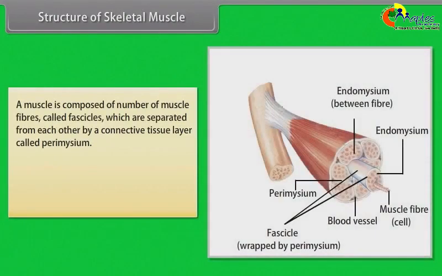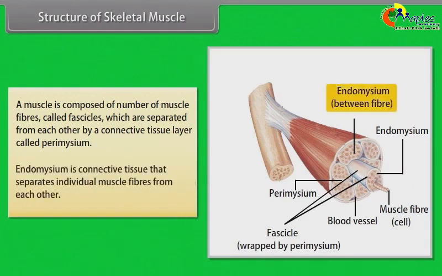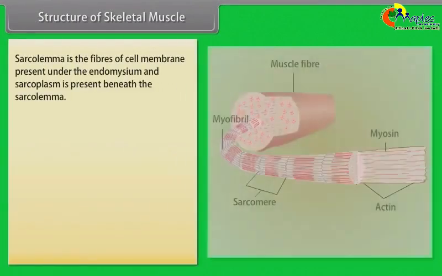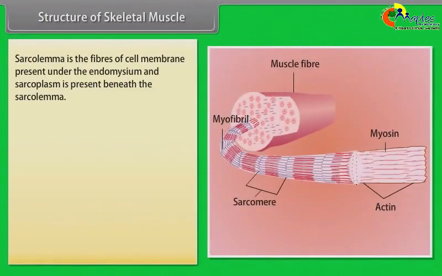Structure of skeletal muscles. A muscle is composed of a number of muscle fibers called fascicles, which are separated from each other by a connective tissue layer called perimysium. Endomysium is connective tissue that separates individual muscle fibers from each other. Sarcolemma is the cell membrane present under the endomysium and sarcoplasm is present beneath the sarcolemma.